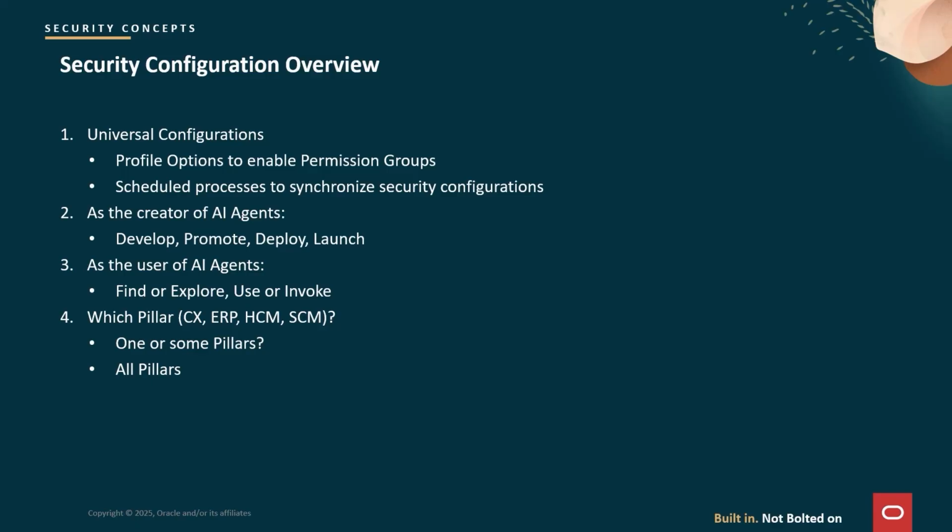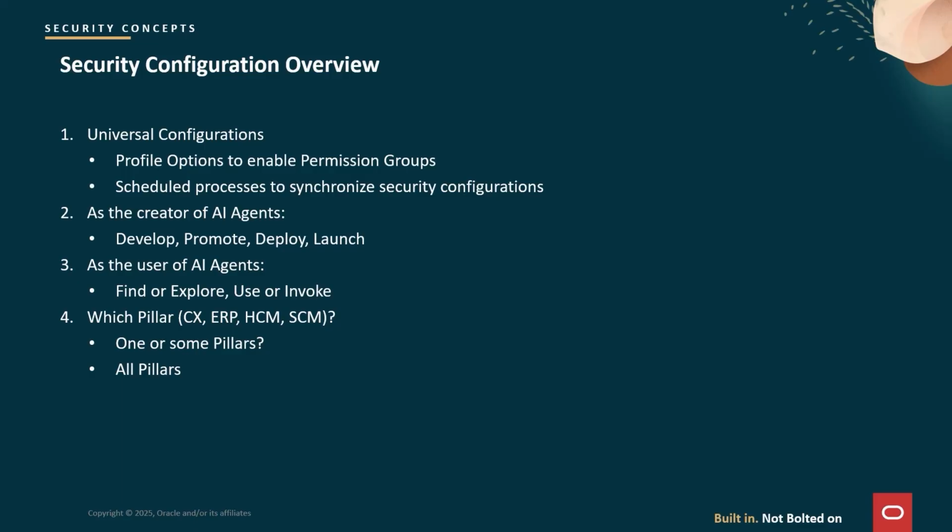The first section of this video will discuss the need to configure a profile option to ensure that the Security Console session that will be used to configure access to Oracle AI Agent Studio is ready to handle permission groups. Then, it will emphasize the continued use of the standard scheduled processes to synchronize security configurations into the application.